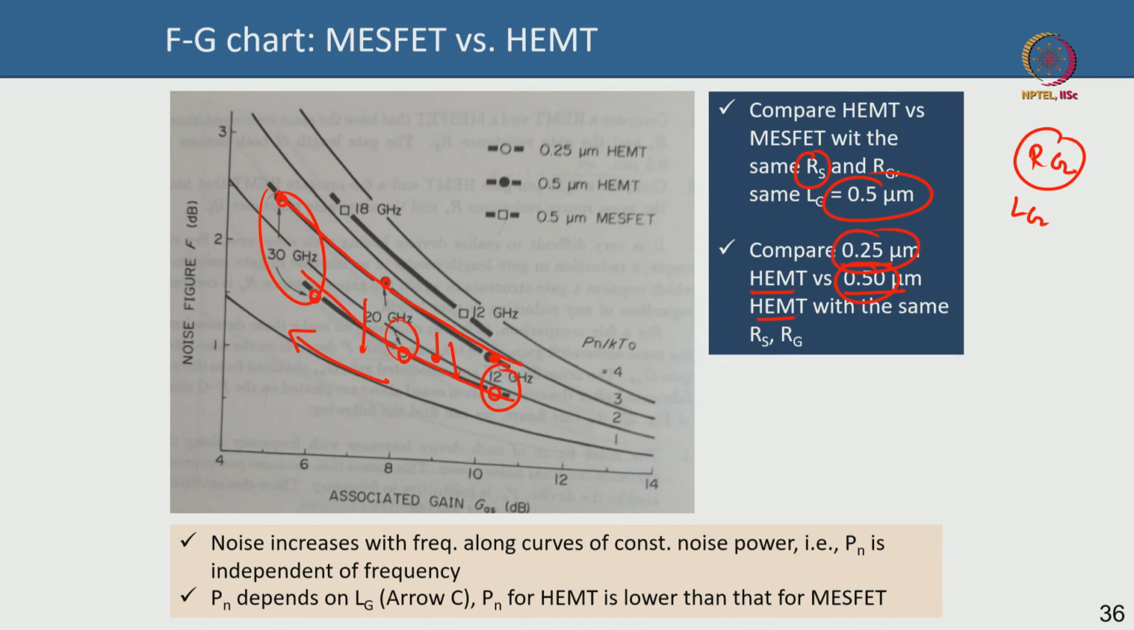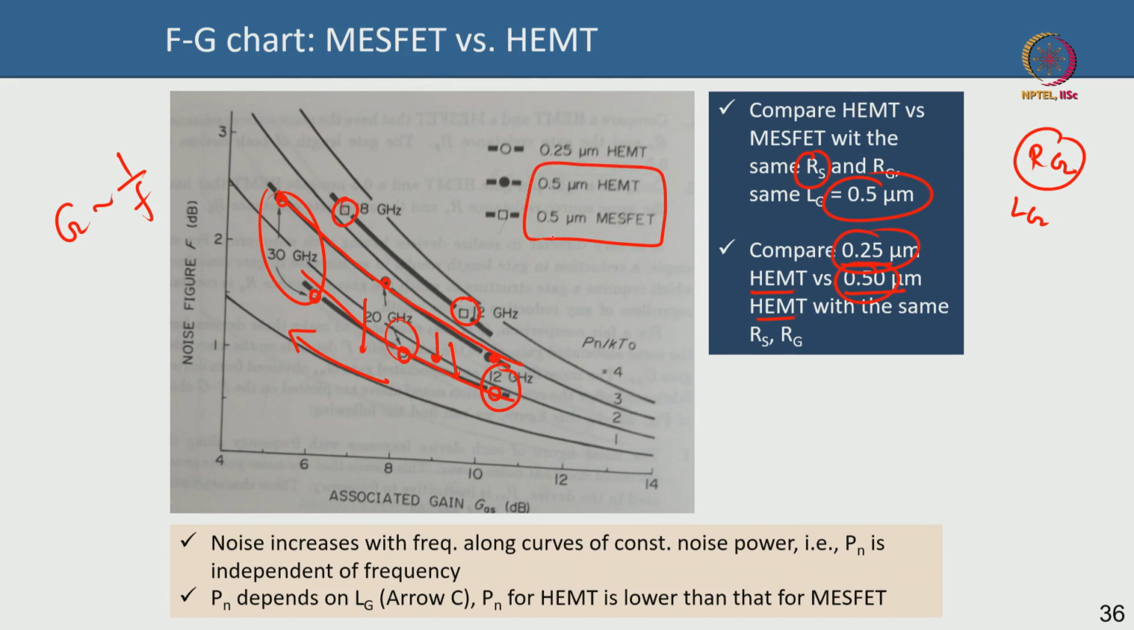Why? Because at higher frequency your gain reduces, your gain goes as 1 by frequency. So, at higher frequency, your gain reduces, that is why your noise figure gets worse. Okay. And the third thing is the MESFET. The MESFET is this and this. You can see the MESFET noise figure is the worst. I am comparing 0.5 micron MESFET with 0.5 micron HEMT, keeping everything the same.